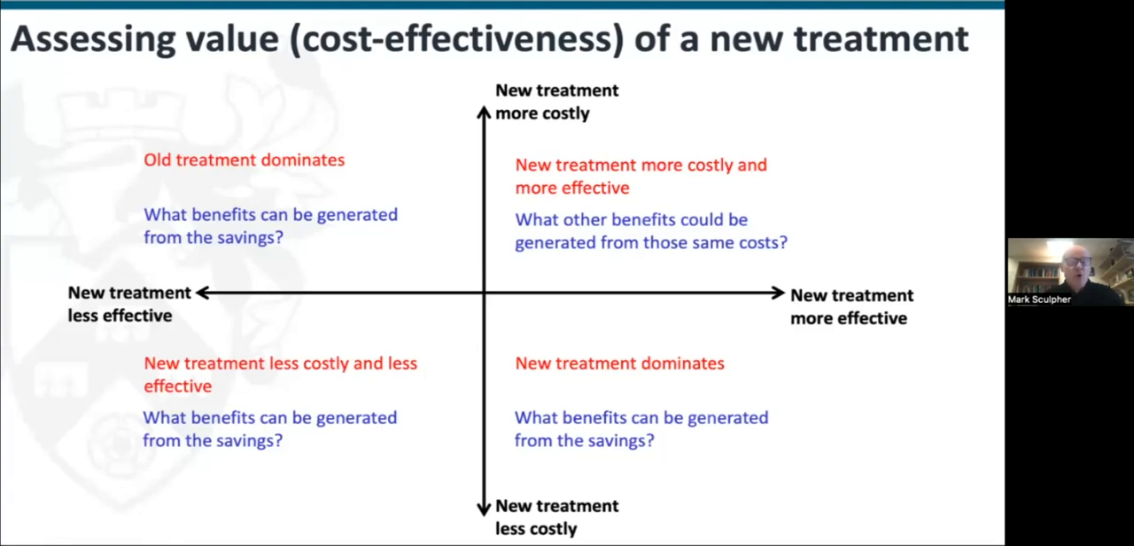Similarly, in the bottom left-hand quadrant, if we keep the old treatment, we're having to spend more for a more effective treatment because the new treatment is less effective and less costly. So we could move to the new treatment, generate savings, which we can spend on other patients and improve their health. But we have to compare that against the health reduction that the new treatment will generate because it's less effective than what we currently use.